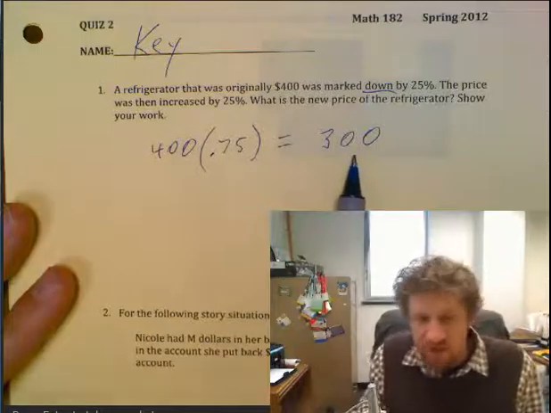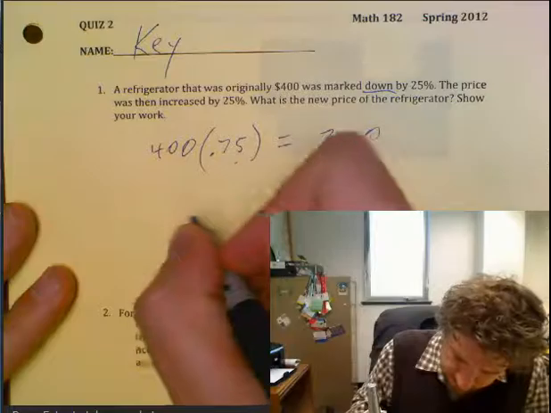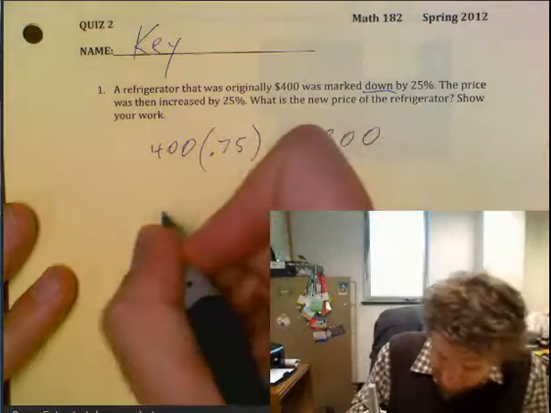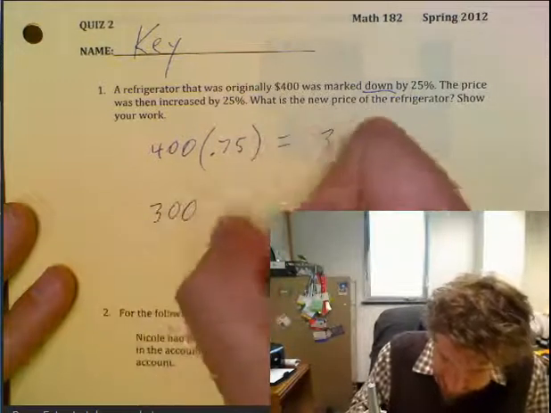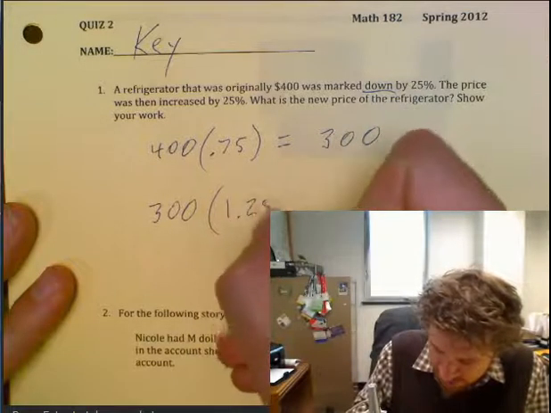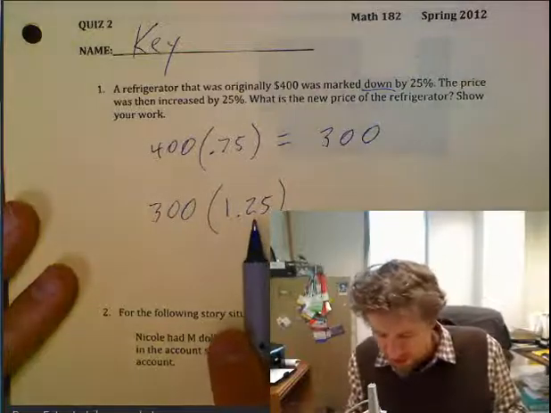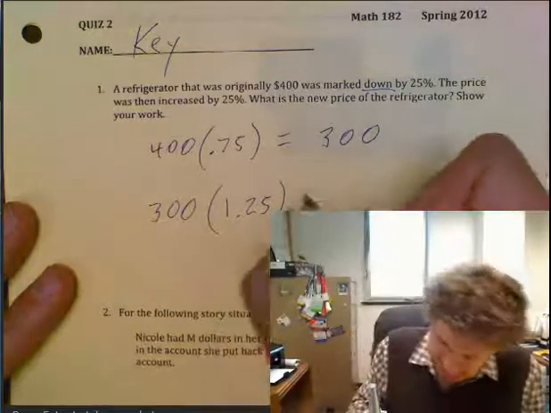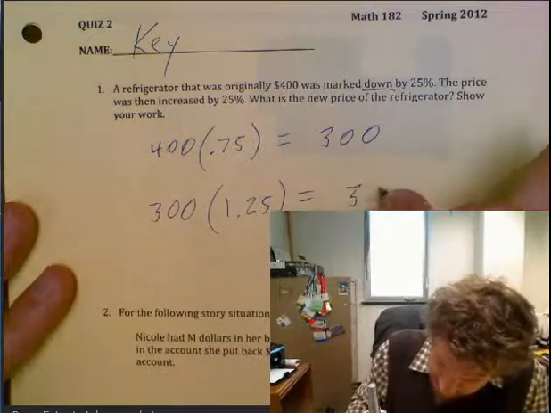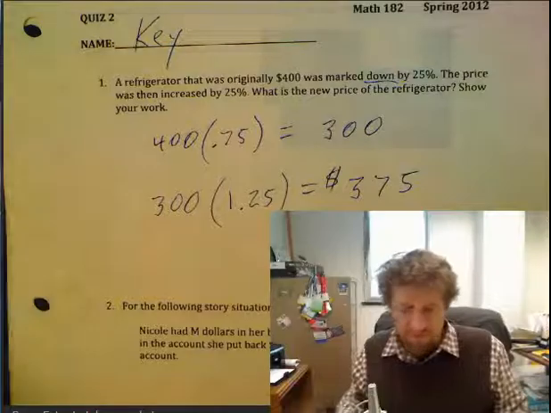Then it was increased by 25%. So what happens there? Well, if it's increased by 25%, that's the same as multiplying by 1.25. Right? We could just multiply by 0.25 and then add 300 to it, but this kind of saves us a step. And so when you do that, you get 375. So our final answer is 375.